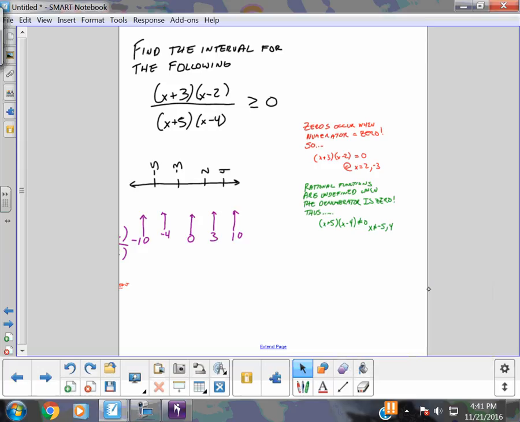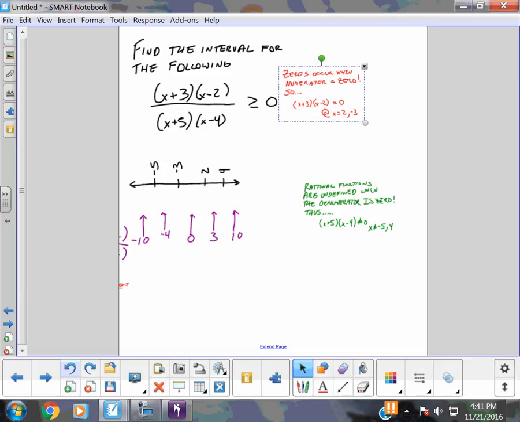Quick review video on finding the interval for a rational function. Remember, a rational function is something like this, where it's a polynomial on top, the numerator, and a polynomial on the bottom. In this case, I've already factored it, so it is one term with four factors, two in the numerator, two in the denominator.